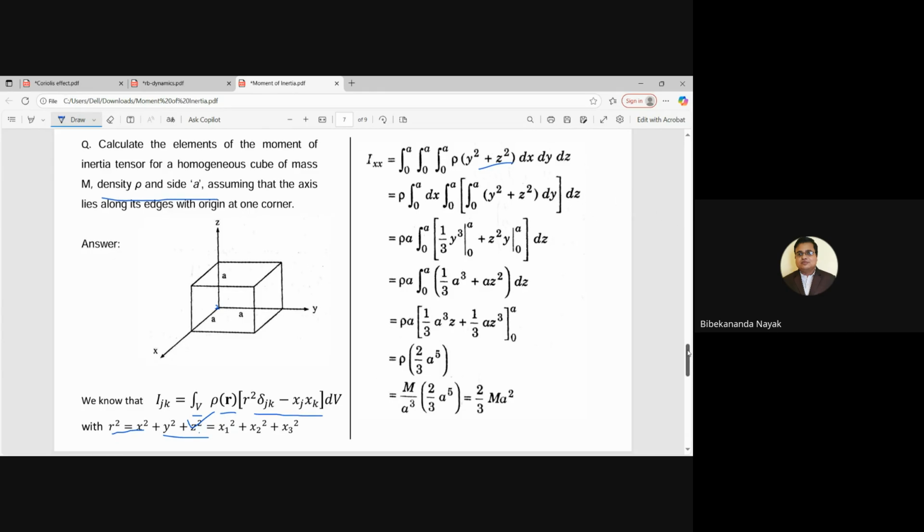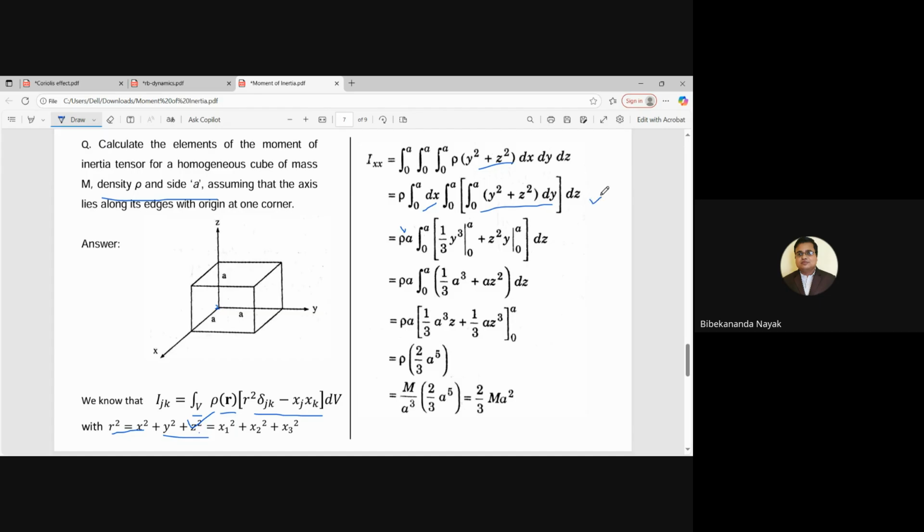So now we can write rho (y square plus z square) dx dy dz. If you integrate it, x is not present here, so separately integrating x gives you a. Rho is a constant, so rho a. Now integrate (y square plus z square) dy dz.